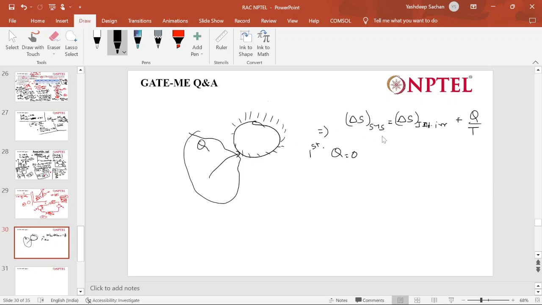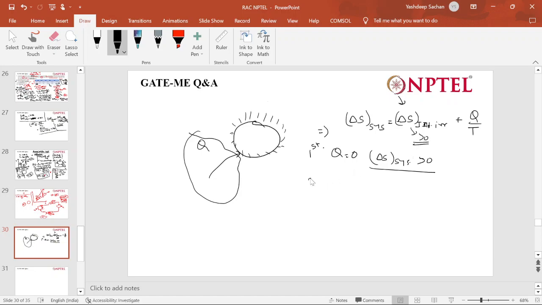If internal irreversibility is there, it is more than 0, right? So the entropy of the system is more than 0. Because it is totally insulated and the entropy of the universe always increases, it is sure that internal irreversibility would always be more than 0. Keep in mind, internal irreversibility would never be less than 0.